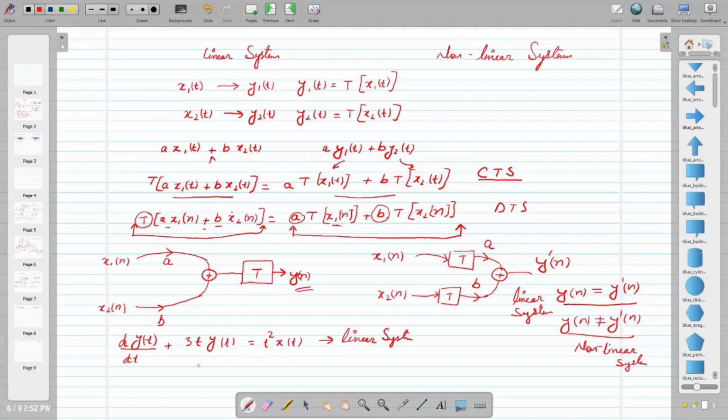One more example in the discrete domain: you can take y[n] equals a times x[n] plus b. This is an example of a nonlinear system.